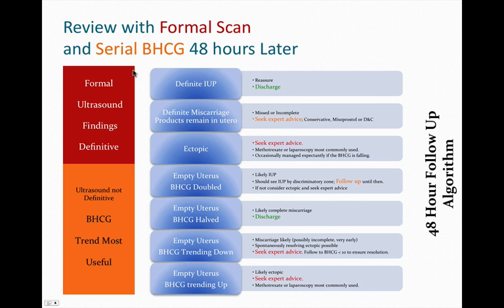beta HCG level. Often the formal ultrasound findings are definitive 48 hours later. Everything is 2 millimeters bigger 48 hours later if it's all going well. The formal ultrasound may show you a definite intrauterine pregnancy. Great, discharge the patient. It may say there's a definite miscarriage with some products left behind in the uterus. Okay, well they may need further management with misoprostol or D&C.